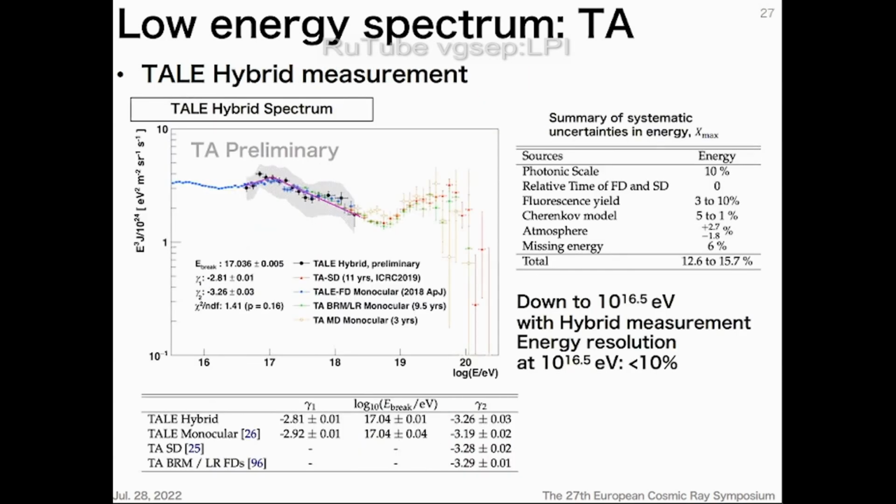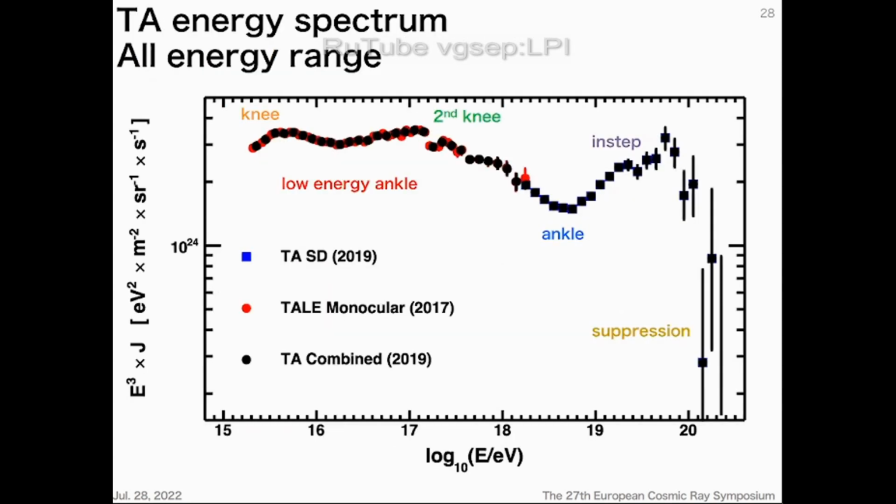This also uses the TALE detector, but this measurement is based on the hybrid measurement. They also observed the secondary structure around 10 to the 17 electron volt. So this is the all energy range of the energy spectrum.